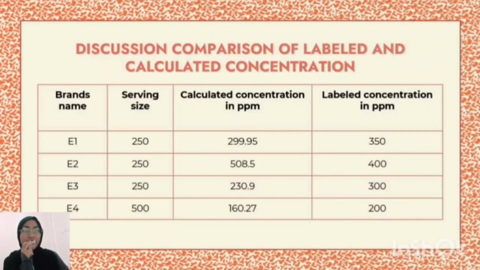Hi, my name is Siti Nabila, and I will continue the discussion part for the comparison of label and calculated concentration for energy drinks and soft drinks. This table shows the label and calculated concentration of energy drinks. Energy drink 1's concentration was labeled as 300 mg per 250 ml and was actually calculated to be 299.95 mg per 250 ml.